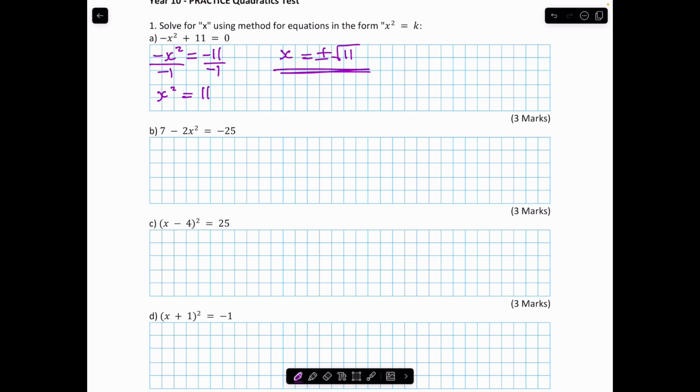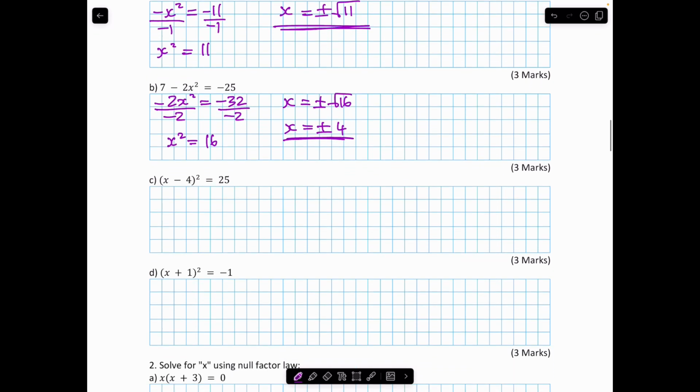This one doesn't look much like x squared is equal to k, but we can rearrange. The opposite of positive 7 is negative 7, so you're going to get negative 32 on the right-hand side. The opposite of timesing by negative 2 in front of the x squared is dividing by negative 2. That cancels, so you're going to get x squared is equal to 16. K is greater than 0, so that's the form of the rule, plus or minus the square root of 16. And 16 is a square number, so your answer is going to be plus or minus 4.